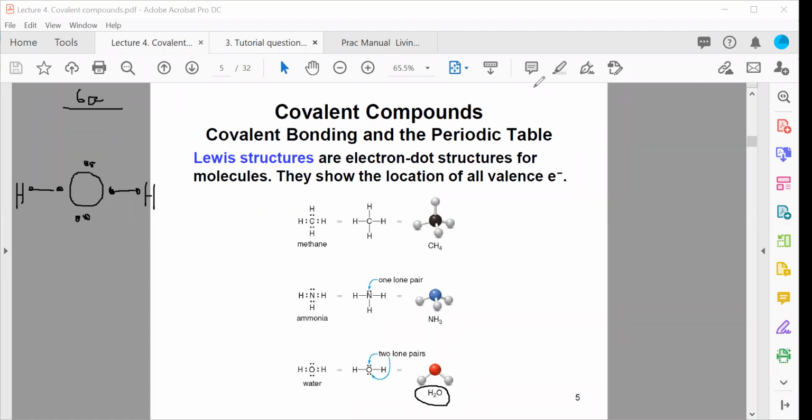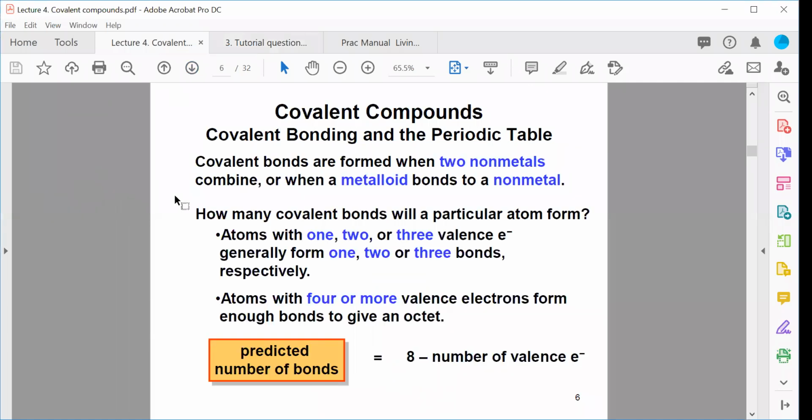All right, let's clear that and move on to the next slide. So when do covalent bonds mostly form? They're formed between 2 nonmetals, or when a metalloid bonds to a nonmetal. Given a range of different compounds or molecules, you should be able to determine which one would most likely have covalent bonds, or which one would most likely be an ionic compound. Always exceptions.